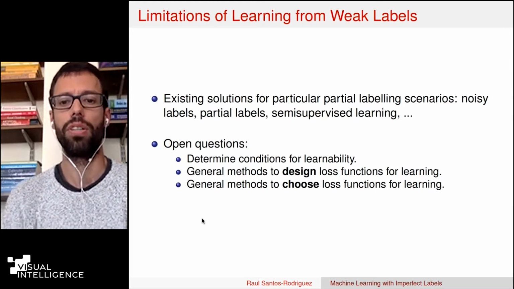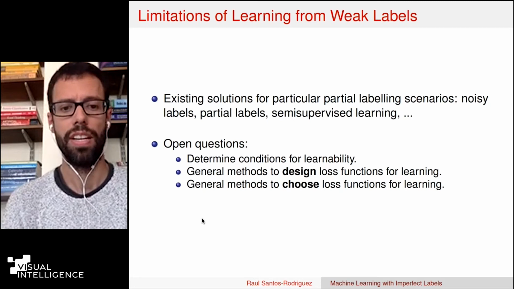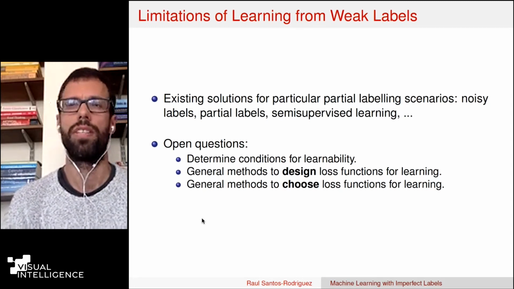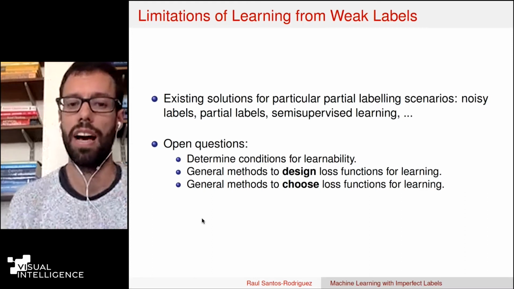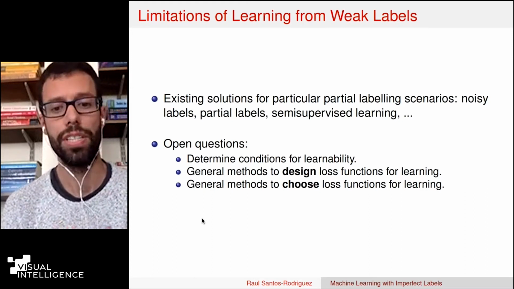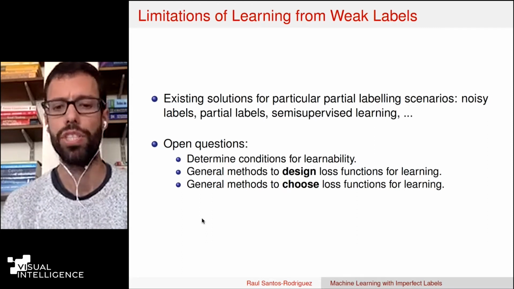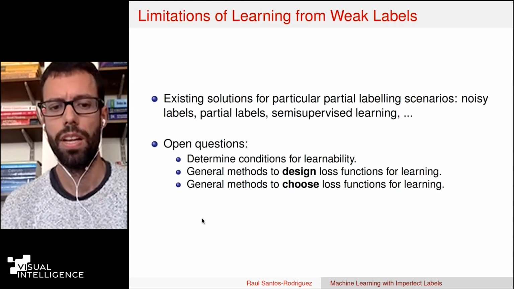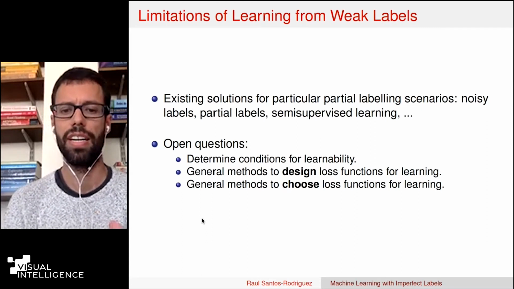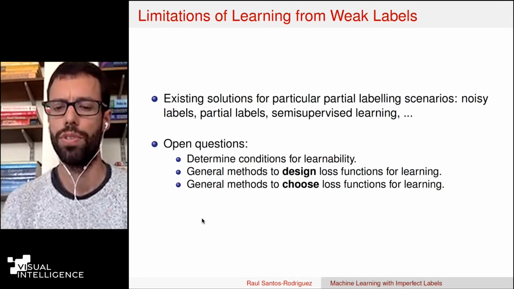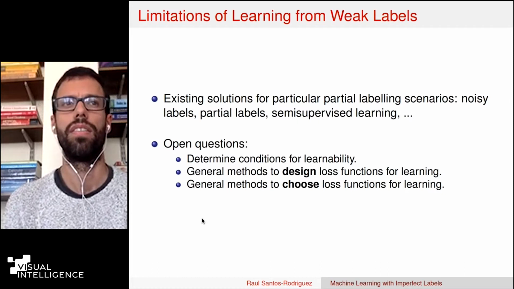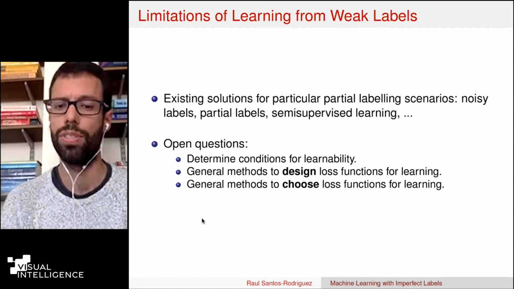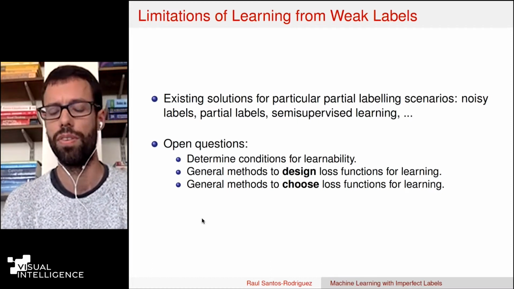However, this was very ad hoc, and what we've been trying is to come up with, first, general methods to address this problem. Second, that they have warranties so that we know exactly in which situations we can learn. And third, the design and choice of loss functions that you could put into any CNN and be able to forget that your data is noisy or weak anymore.